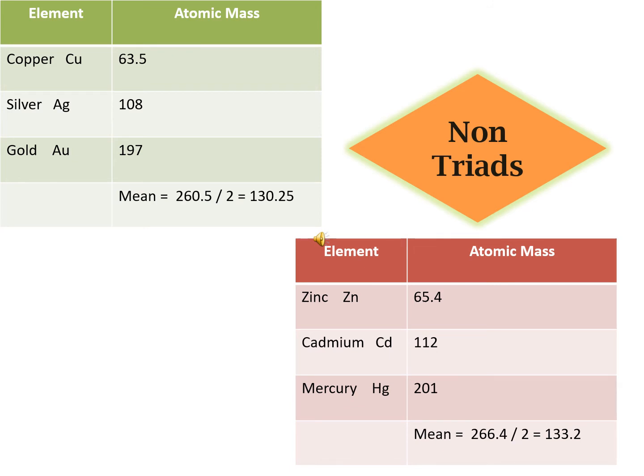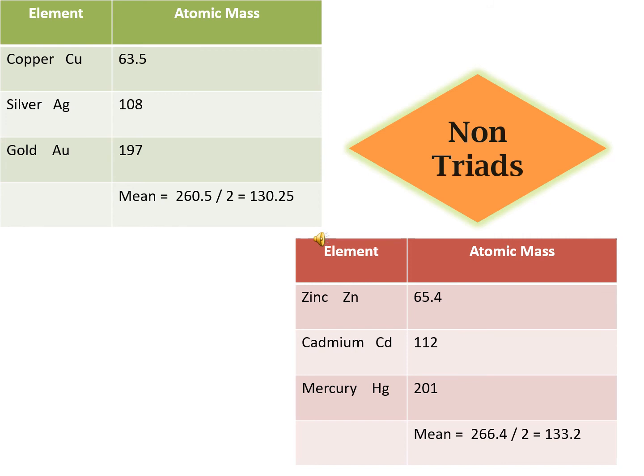Now children, in this slide you can see 2 more examples. The first example is of copper, silver and gold. Now copper, silver, gold, you know that they are all 3 metals, so they are having similar chemical properties. One property is similar, that is they are all metals. But when you work out Döbereiner's law for these 3, does it prove to be correct?